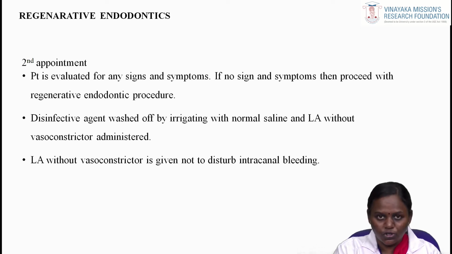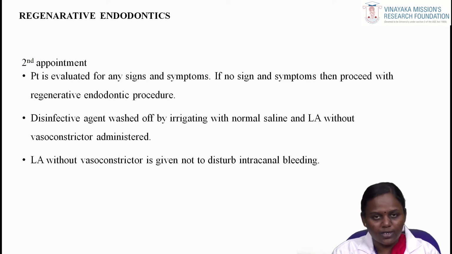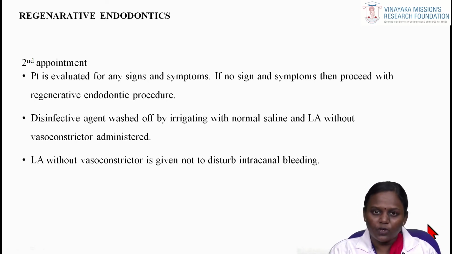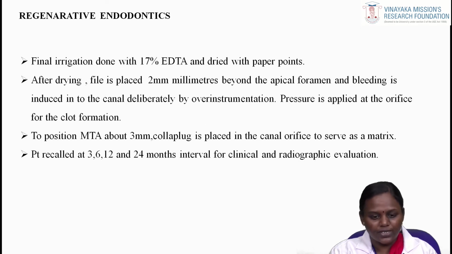If no signs or symptoms occur, then we can proceed with the regenerative endodontic procedure. Disinfective agent is washed off by irrigating with normal saline and local anesthesia without vasoconstrictor is administered. Local anesthesia without vasoconstrictor is given not to disturb intracanal bleeding. Final irrigation is done with 17% EDTA and dried with paper points.